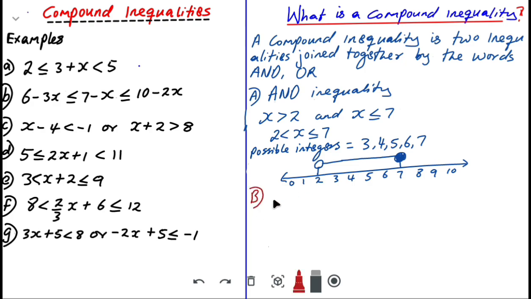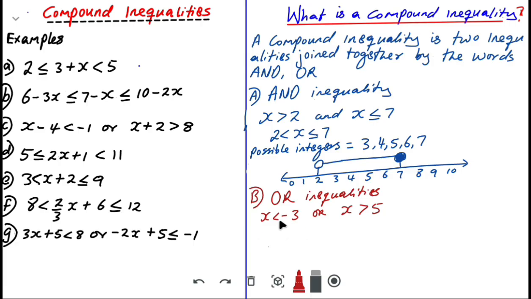So let's consider the second inequality, involving the word or. For an inequality involving the word or, only one condition needs to be true, or probably both conditions can be true. Now let's consider this inequality: x less than minus 3 or x greater than 5. Only one of these inequalities will be true.